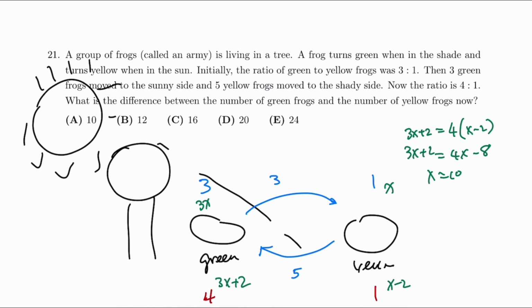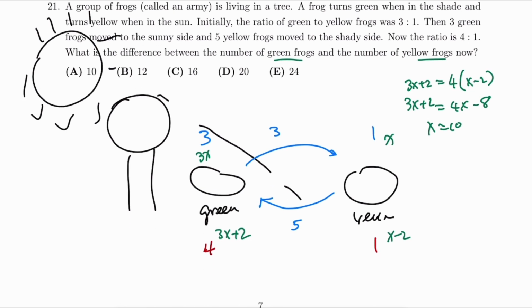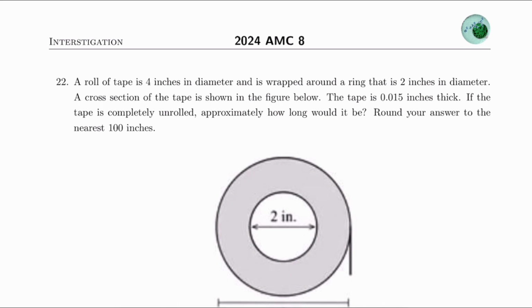Now, the question is, what is the difference between the number of green and yellow dogs now? And we have 32 green frogs and 8 yellow frogs. So the difference is going to be E, 24. All right, let's move on to the next one.